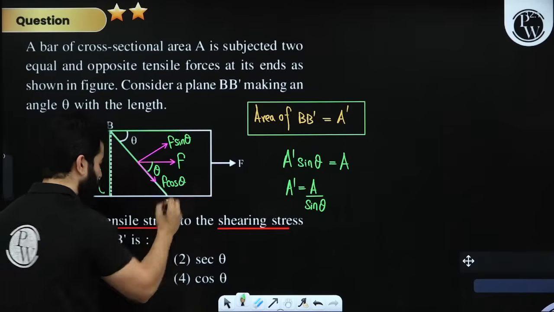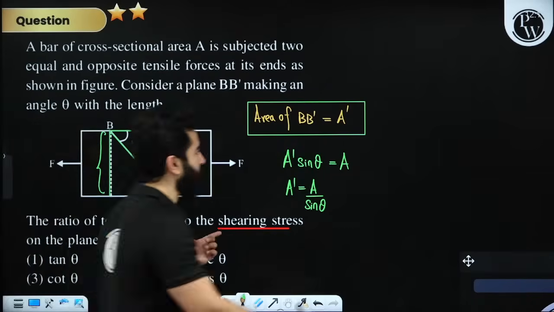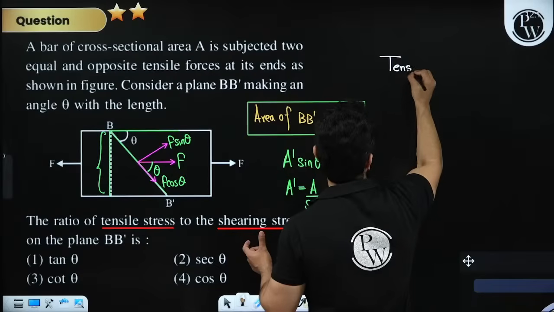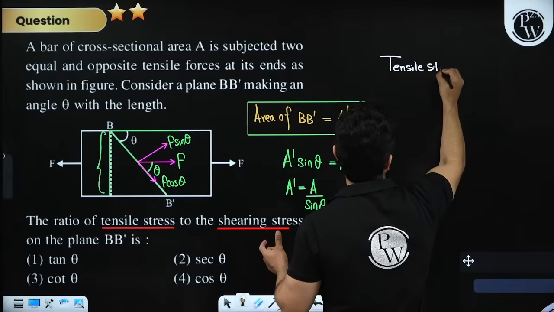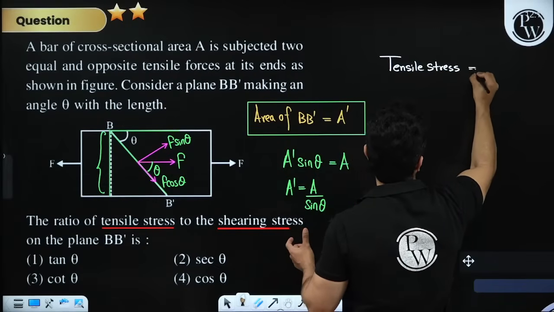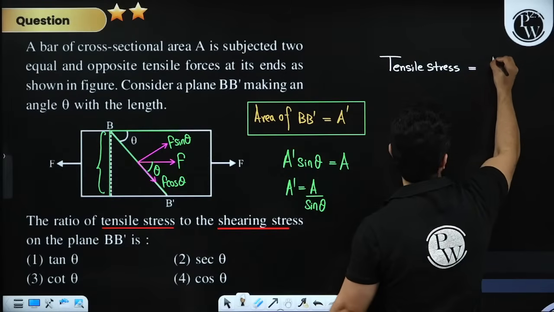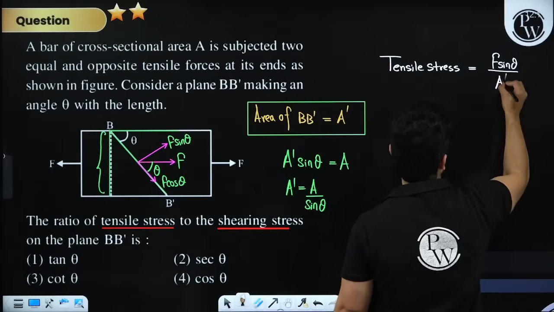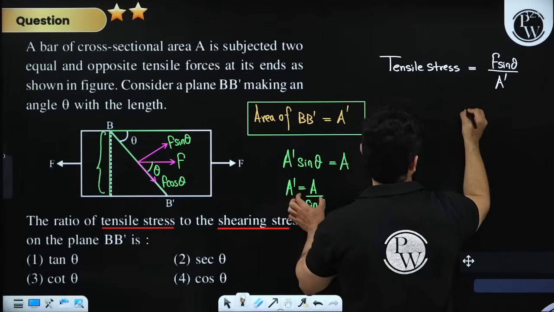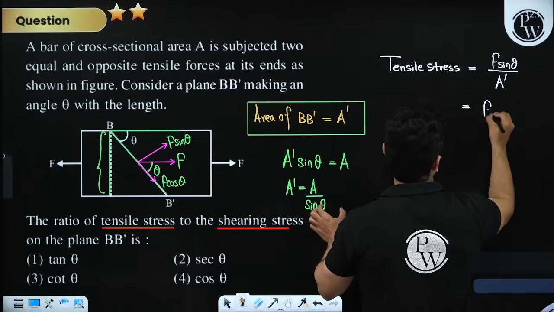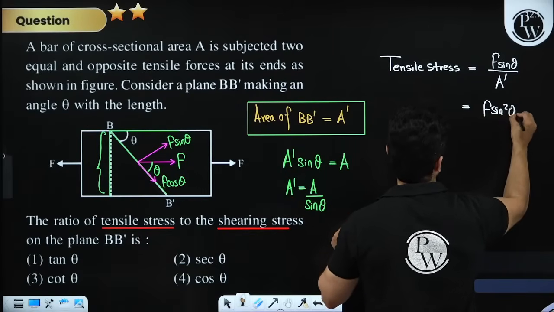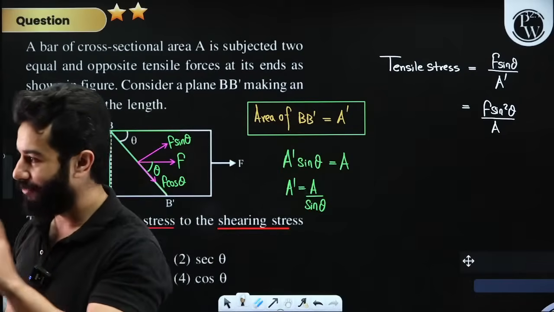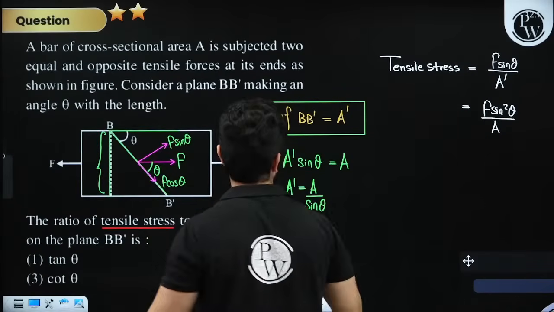Now, whenever they are going to talk about tensile stress, remember, tensile stress will be the perpendicular force, that is F sin theta, divided by area, that is A dash. And now instead of A dash, I can write A upon sin theta. That is, this will become F sin square theta divided by A. Let me know if you have any doubt in the chat box. I'll definitely reply. Okay. Now pay attention.